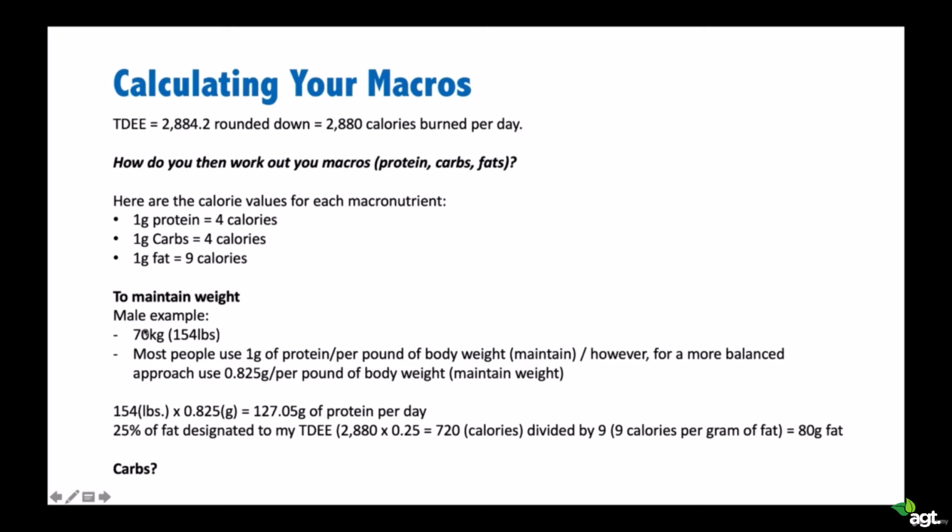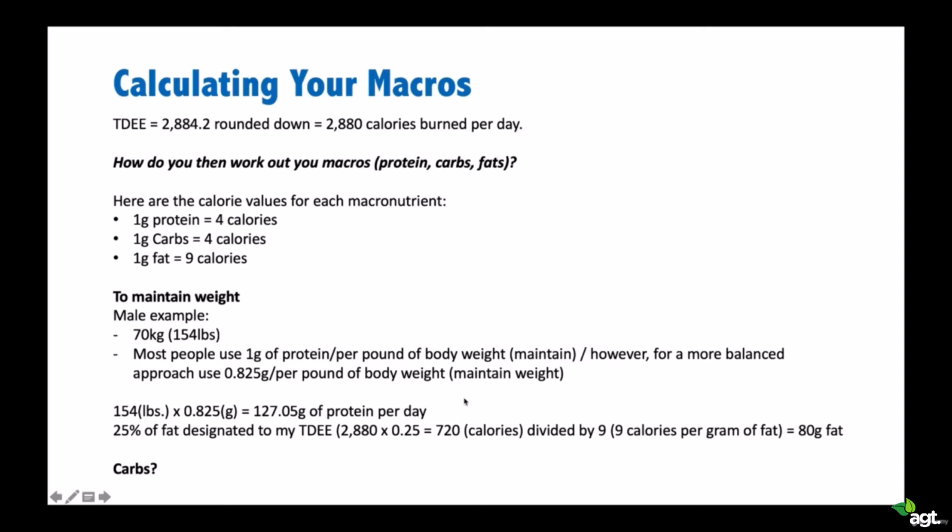Like I said, this guy weighs 70 kilos, so in pounds, that's 154 pounds. So we times 154 pounds by 0.825, and that gives us 127.05 grams of protein per day. That means in order to maintain his muscle size, maintain his muscle mass, this guy must be having at least 127 grams of protein per day.